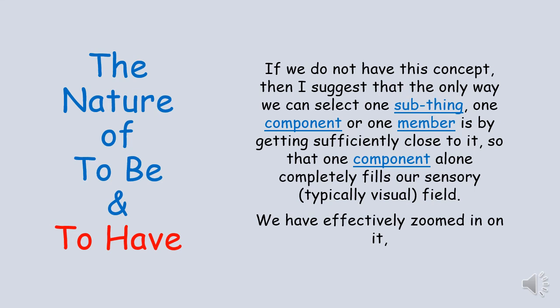I suggest that if we do not have this concept of having, then the only way we can select one sub-thing, one component, or one member is by effectively getting sufficiently close to it so that one component alone completely fills our sensory, typically visual field. We have effectively zoomed in on it.